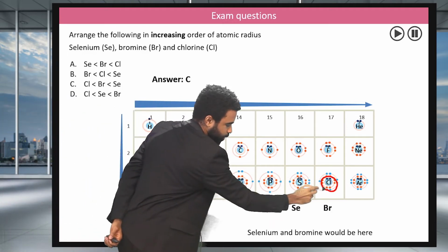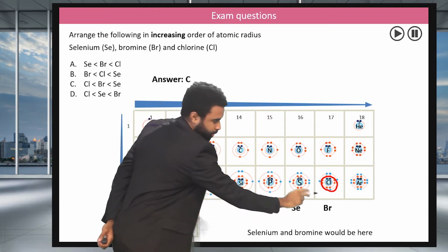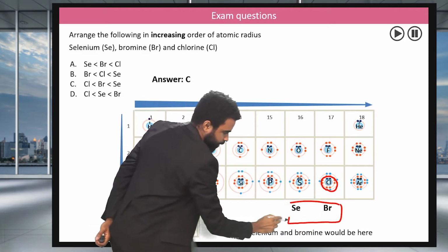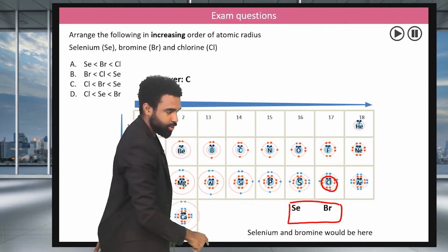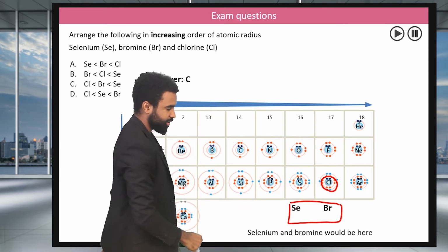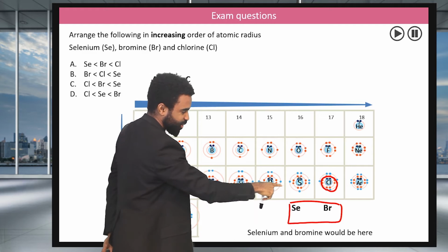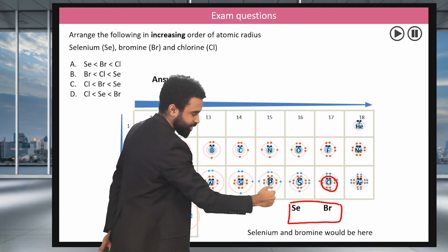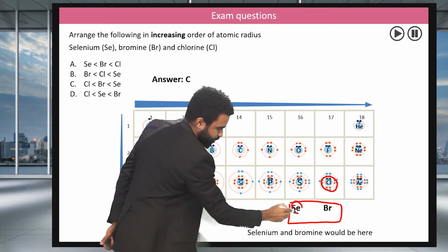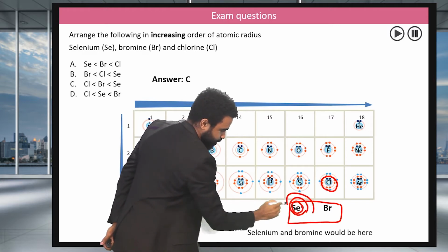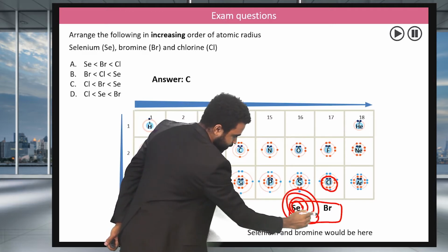Chlorine will have one fewer shell. Therefore, it must be smaller than these other two, okay? And selenium would have what? A lesser nuclear charge than bromine. So it would be bigger, right? So selenium would have, let's see, here we have three shells. So this would have four shells, 1, 2, 3, and then 4, okay?